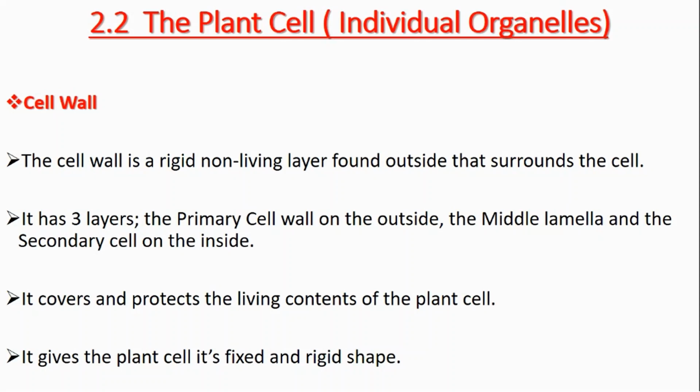The plant cell does have a cell membrane and it also has a cell wall. So it's double protection. The cell membrane protects it, the cell wall protects it. It also gives the plant cell its fixed and rigid shape. As we said, the cell wall is rigid. We also said that the plant cell has a fixed shape. So now we are hearing that the cell wall is what gives the plant its fixed and rigid shape.